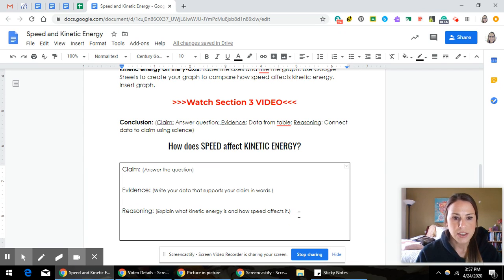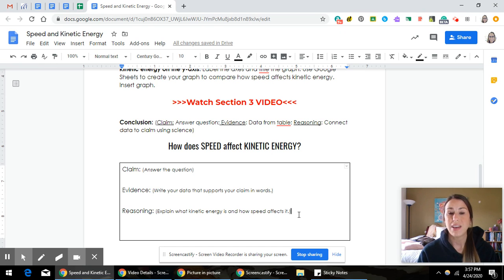Your reasoning, explain what kinetic energy is. So you want to start by restating that claim, remember? Then you're going to define the term kinetic energy. What is kinetic energy? And then how does speed affect kinetic energy? So you're kind of wrapping it all up. You're explaining that reasoning there. You're explaining the science behind what you saw in this lab.